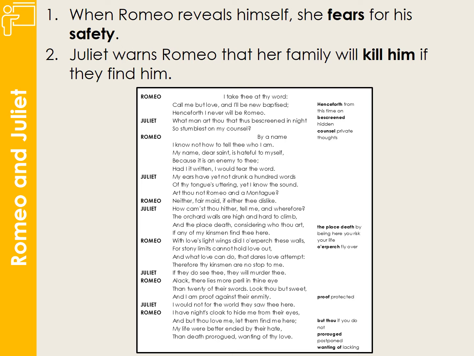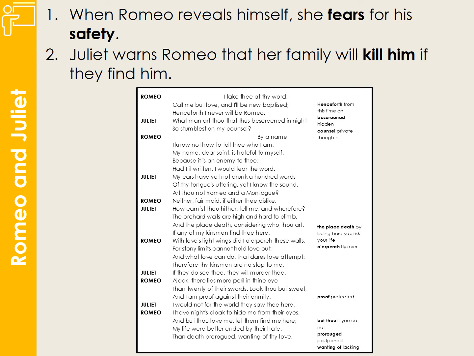My ears have not yet drunk 100 words of thy tongue's uttering, yet I know the sound. Art thou not Romeo and Montague? So presumably she can't see very clearly. Or she's asking him to confirm what I believe it was the nurse told her, that he's Romeo and a Montague, and therefore her enemy.